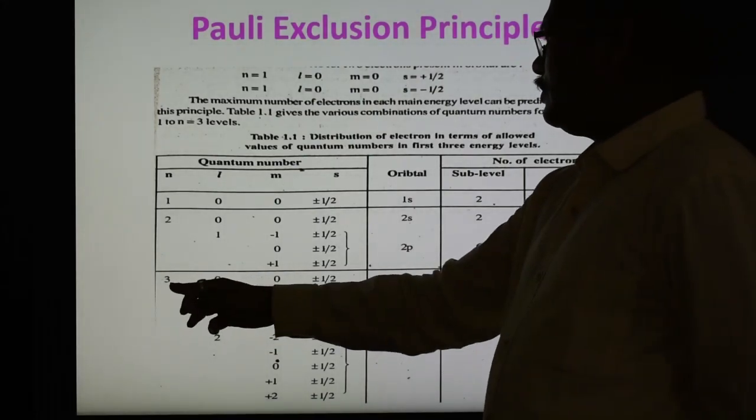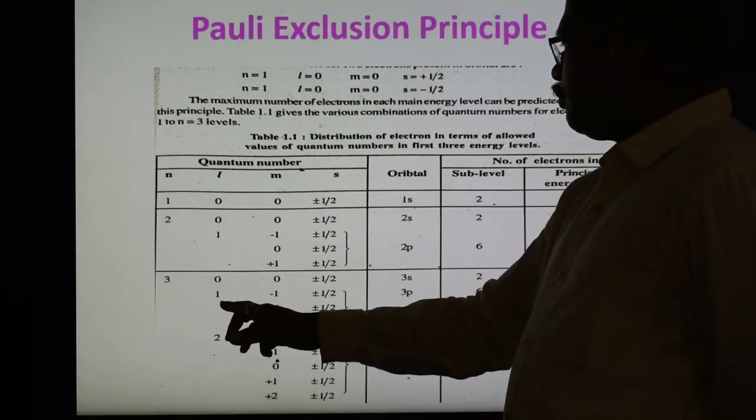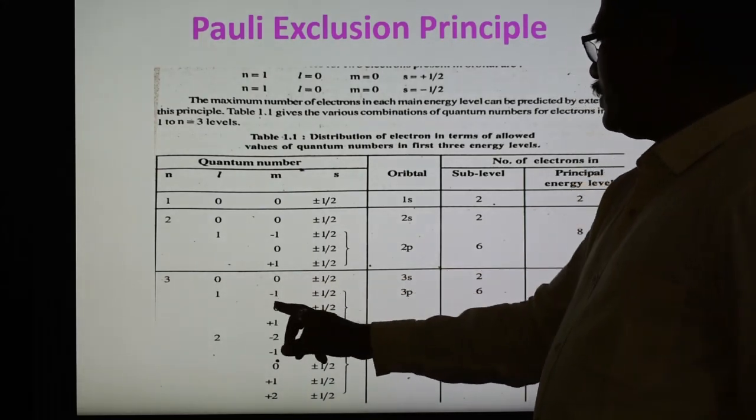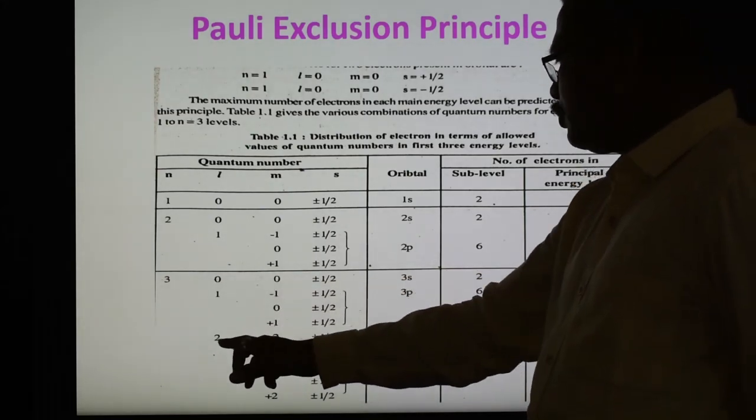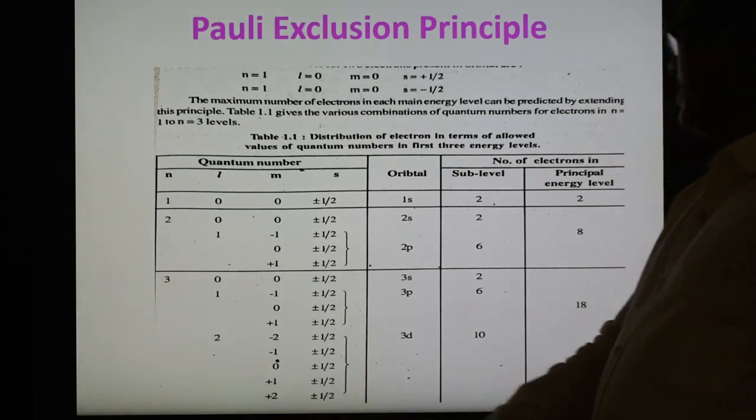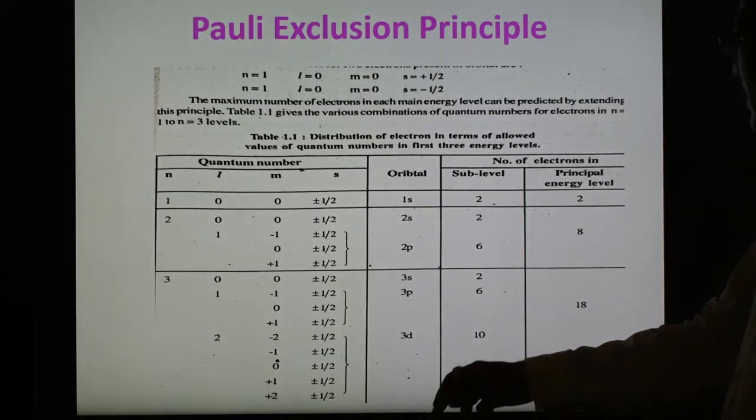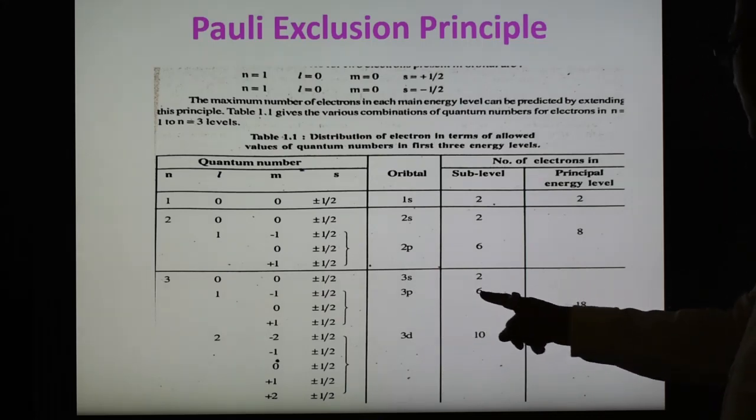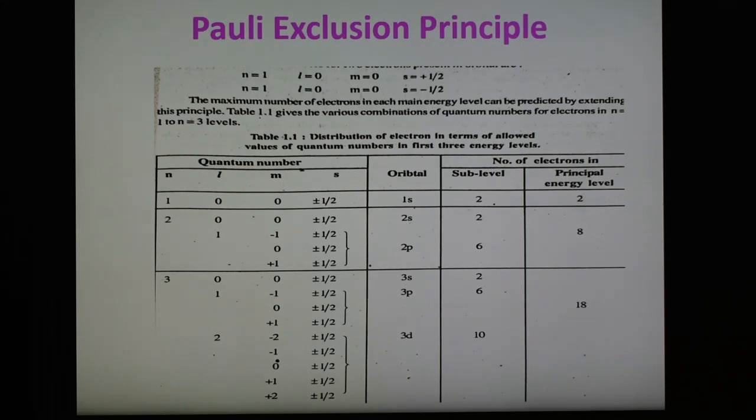Similarly, if the value of n is 3, l has values 0, 1, 2. When l is 0, m is 0. When l is 1, m is minus 1, 0, plus 1. When l is 2, m is minus 2, minus 1, 0, plus 1, plus 2. And these are the spin quantum values. So there are the 3s subshell, 3p and 3d. s contains 2, p contains 6 and d contains 10. So the total is 18 in the third main shell. This is the distribution of electrons in the orbital, subshell and main shells.